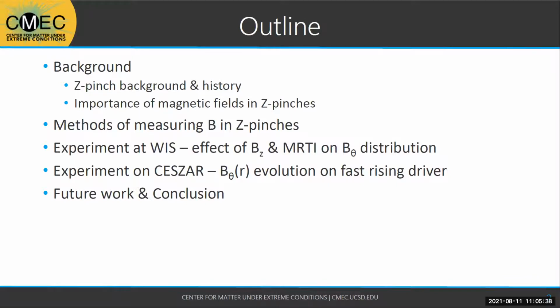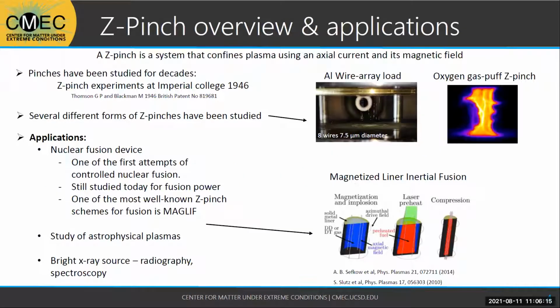And then I'm going to go over the first set of experiments that we did at the Weizmann Institute, looking at the effect of axial magnetic field and the instabilities on the magnetic field distribution. And then I'll get to our recent results on the CESZAR driver and how that compares with the Weizmann data on our faster rising machine, and then talk about what the plans for the next set of experiments are. So first I'm going to get into the background and give some context for these experiments.